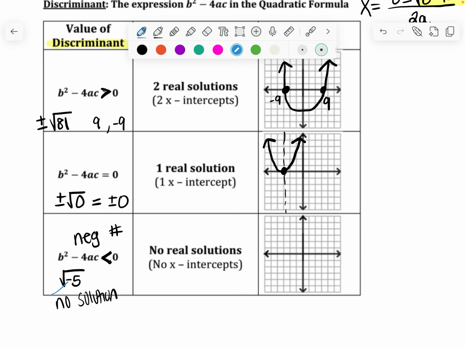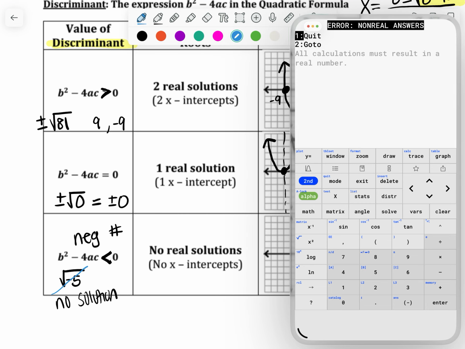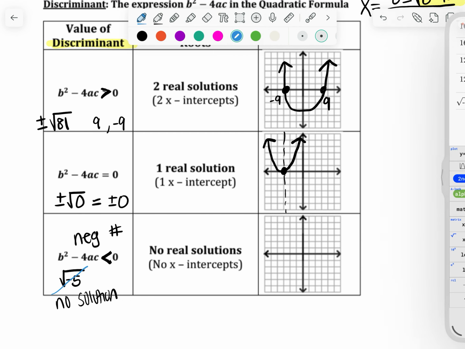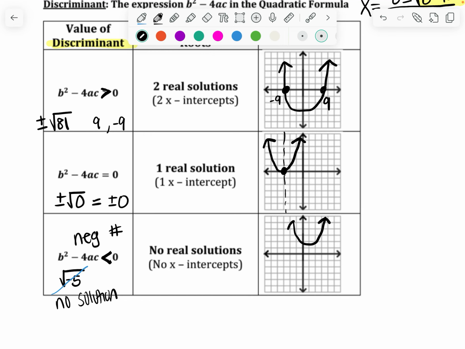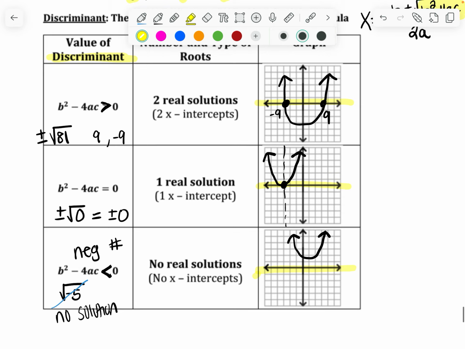And if you try to put the square root of a negative number in your calculator, like the square root of negative 5, it will tell you that there's no real answer. So no solutions means that there's no x-intercepts. That doesn't mean that we can't still have a parabola. It just means that the parabola is not going to cross the x-axis. So one solution, two solutions, or no solutions. And we can tell that by our discriminant.